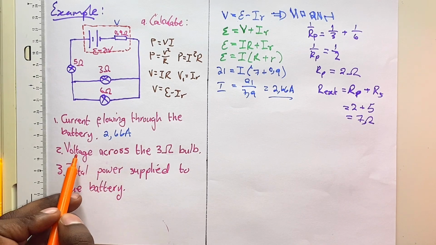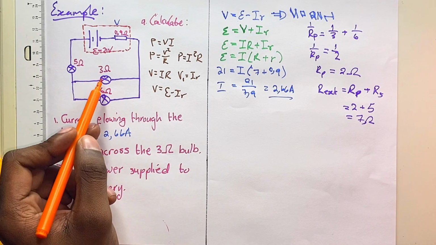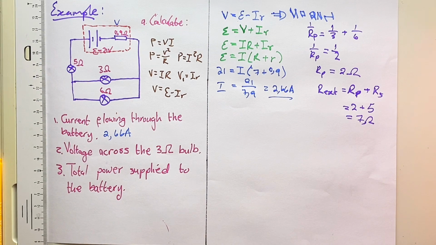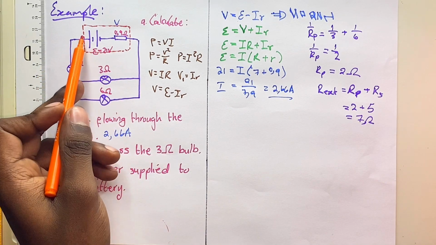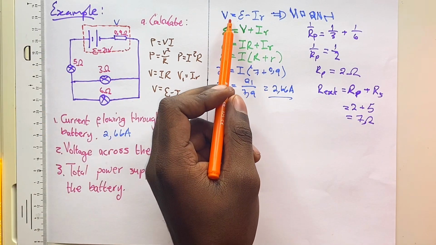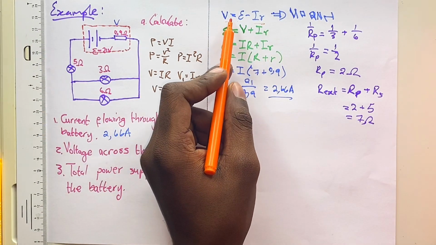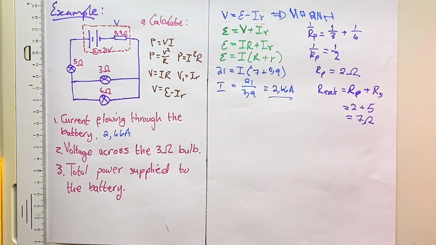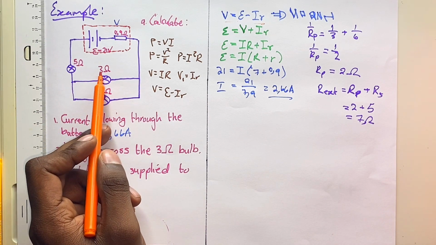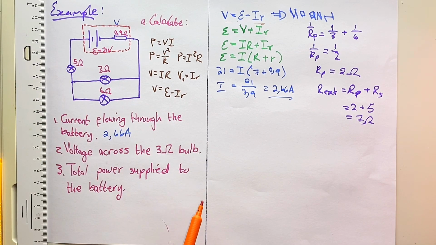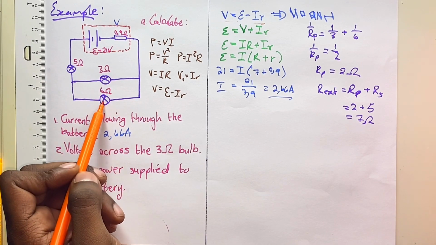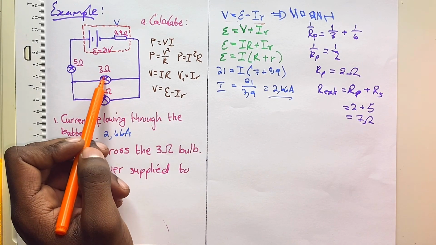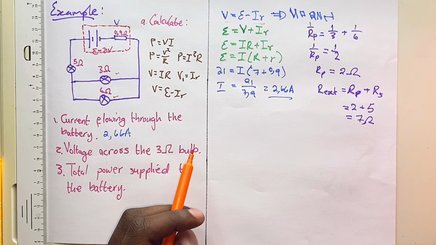Number 2 says calculate the voltage across the 3 ohm bulb. Now, we know that we can calculate the total voltage using this formula. But once we find it, how can we find the voltage at the 3 ohm resistor? Now, this bulb and this bulb are in parallel. Therefore, the voltage here and the voltage here are equal.